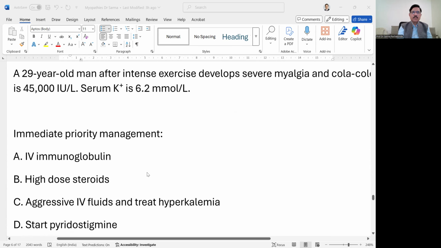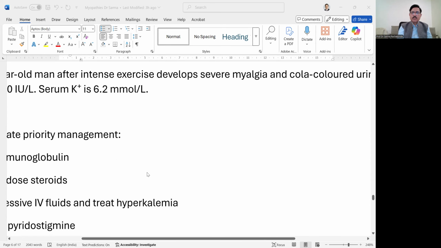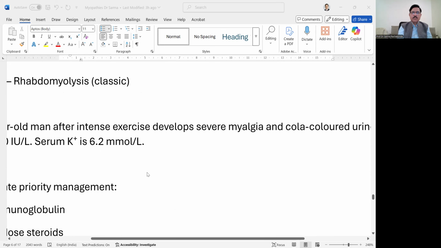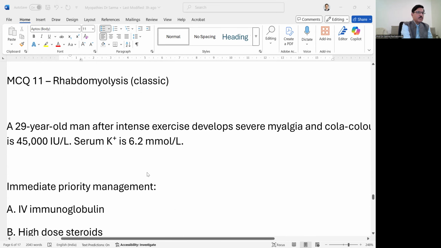A 19-year-old woman with intense exercise, severe myalgia, and dark-colored urine during and after exercise. CK is elevated at 45,000. Rhabdomyolysis. This is a muscle emergency. Aggressive IV fluids.